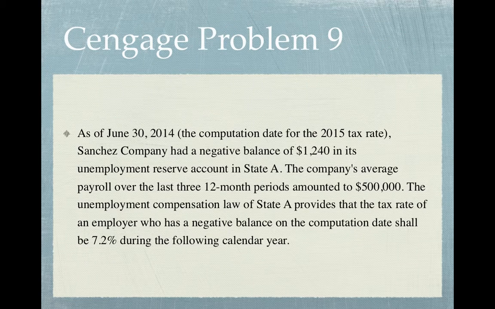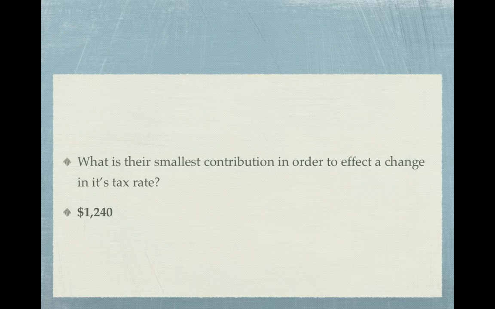There was also a question about Cengage problem number 9. Let's see if I have my notes here. And this was the problem with Sanchez's company, Sanchez Company. And I think what might have stumped the person who had emailed about this was trying to figure out the smallest contribution in order to affect a change in its tax rate. I think she got that part right, actually.